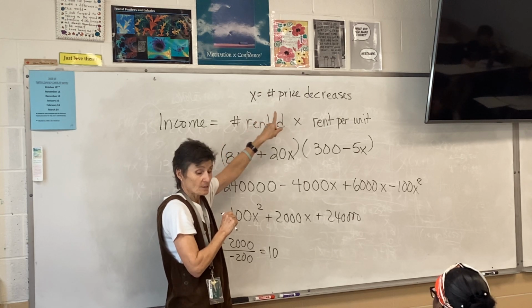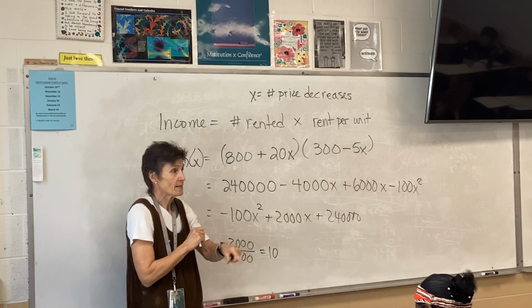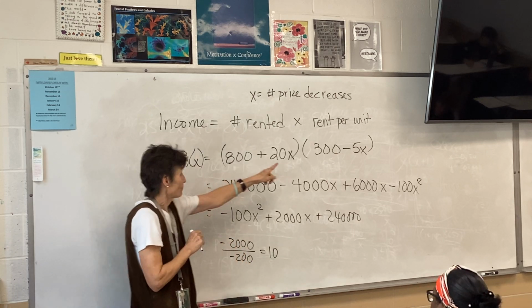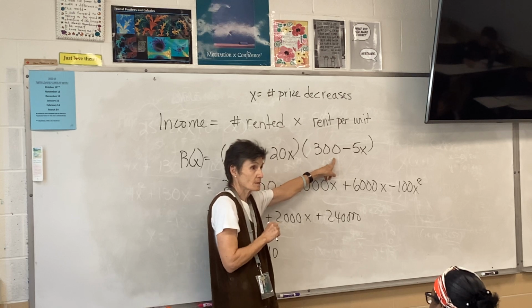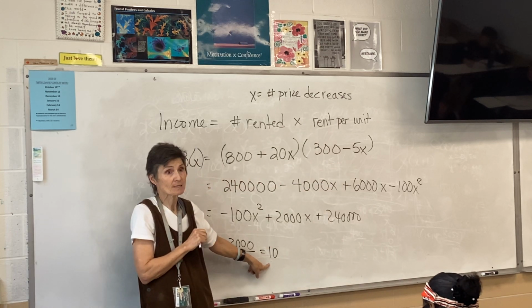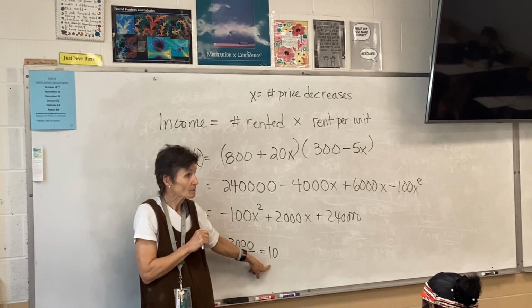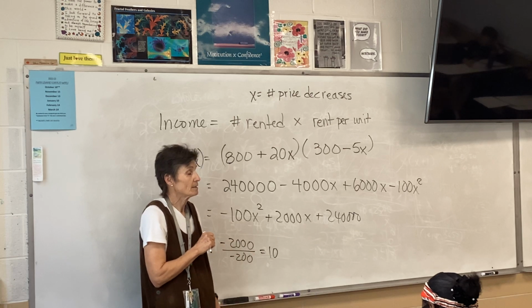Right? So what does the question say? What rent? Okay, so what was the original rent? $300. We're gonna lower it 10 times. Each time is $5. So the new rent is going to be $250.